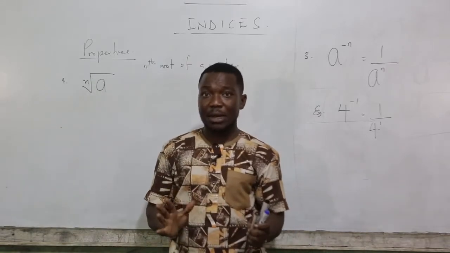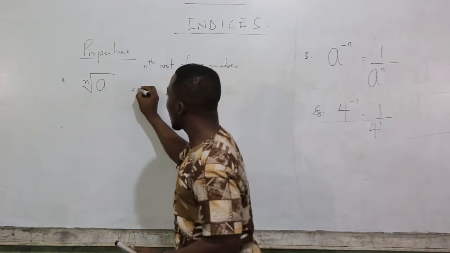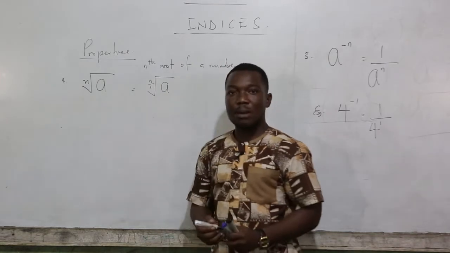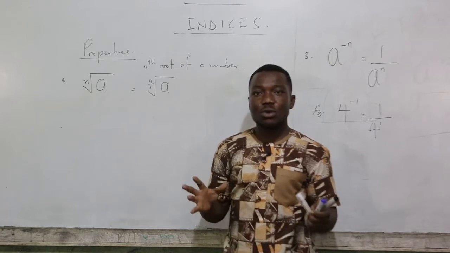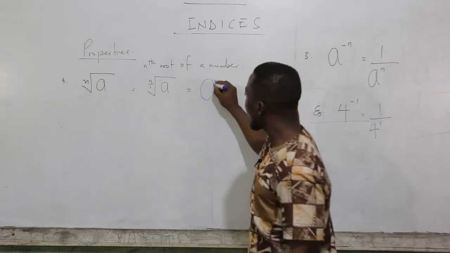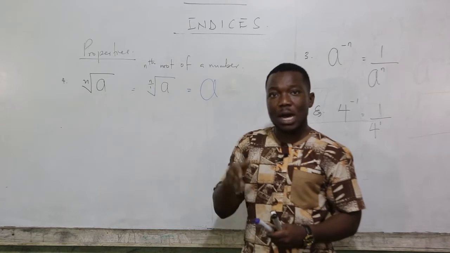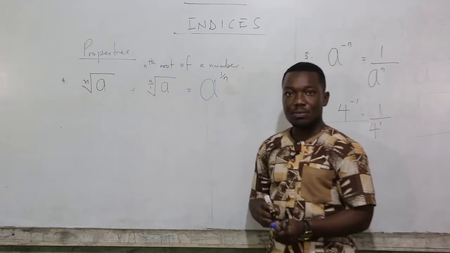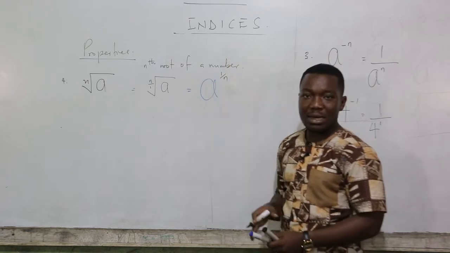Now remember, any number can be written as a fraction with a denominator of 1. So I'm trying to write the n as a fraction. So it's going to be n out of 1. The square root or the nth root of a number is the same as the number raised to the power of the reciprocal of n. And the reciprocal of n is 1 out of n. And this is the concept. The nth root of a number is the same as the number raised to the power 1 out of n.